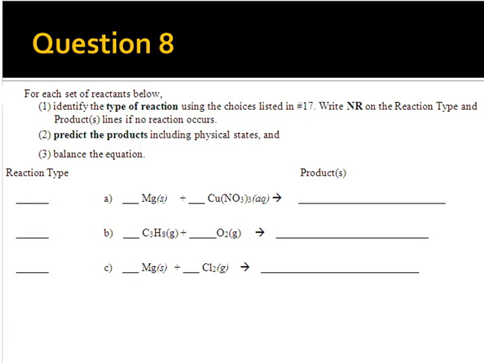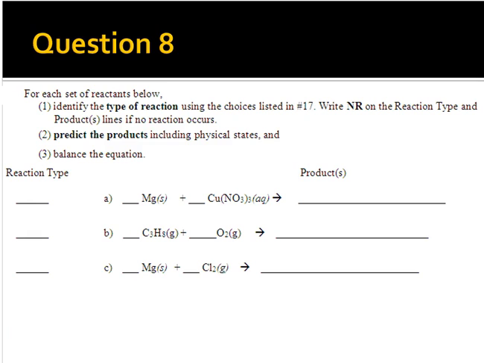So for this one, it says for each set of reactants below, you're going to do 3 things. Number 1, you're going to predict what type of reaction it is, using the choices listed in number 17. This was copied and pasted from a practice exam, so that's what it's referring to. So we're going to write down the abbreviations for the types of reaction. If it does not have a reaction, we will write NR, so we know that there's no reaction. The second thing is, once we know the type of reaction, we're going to predict the products. And then finally, we're going to balance.